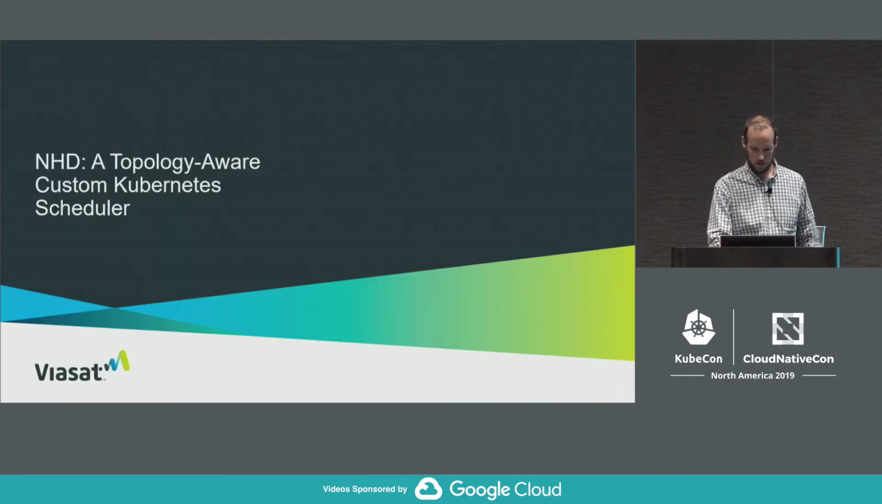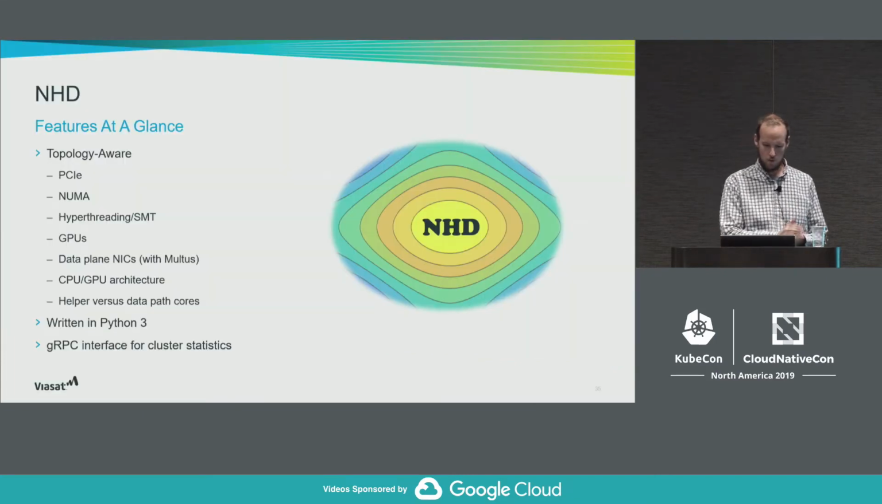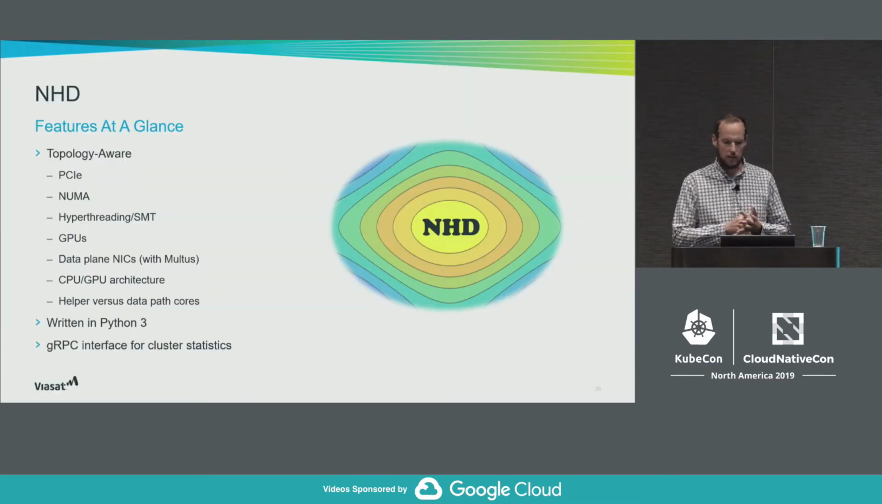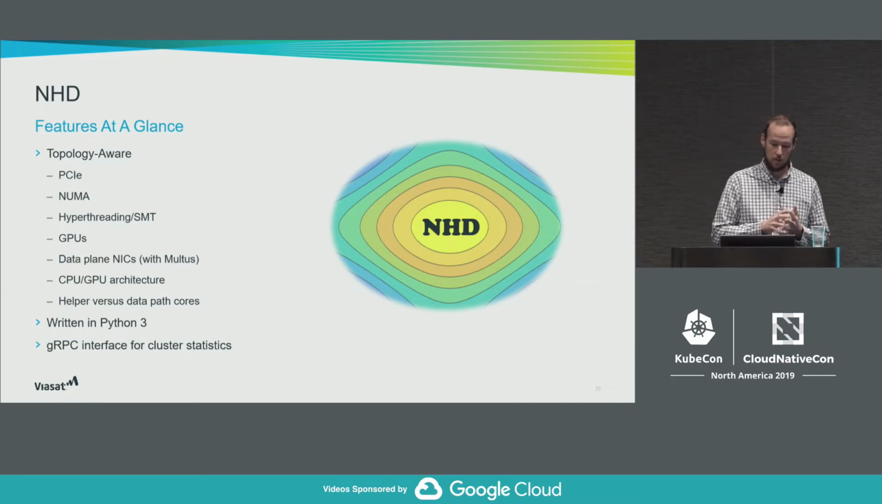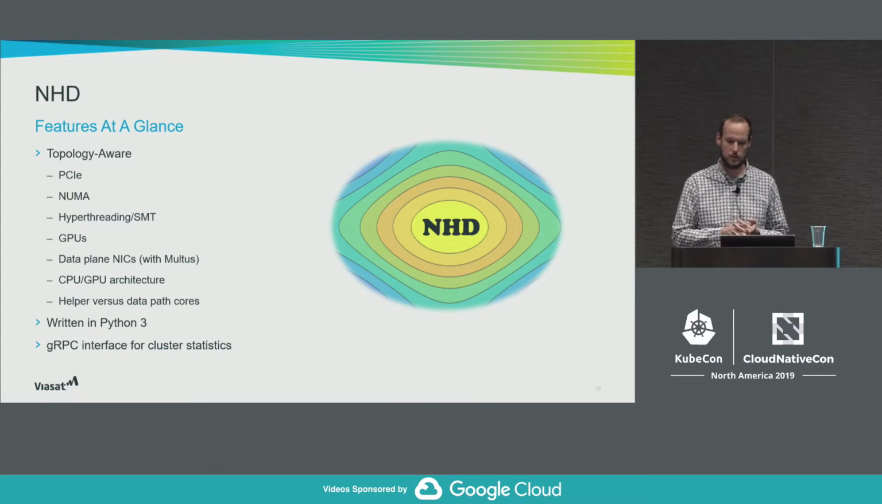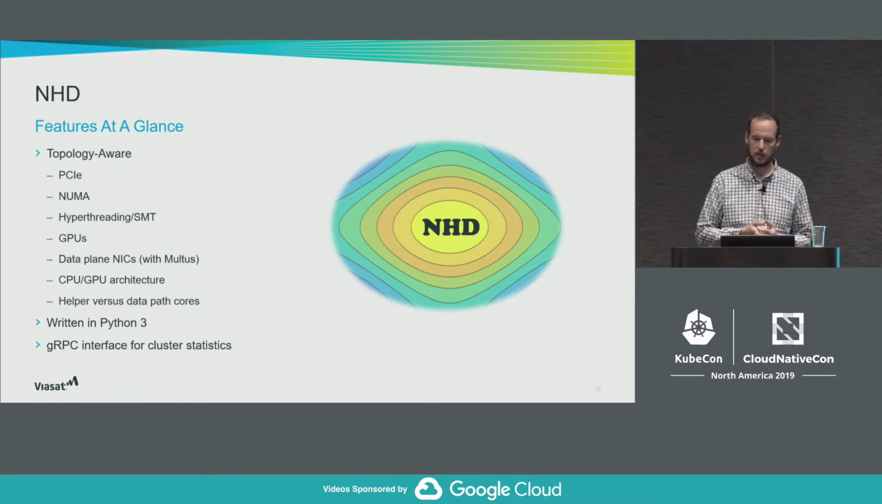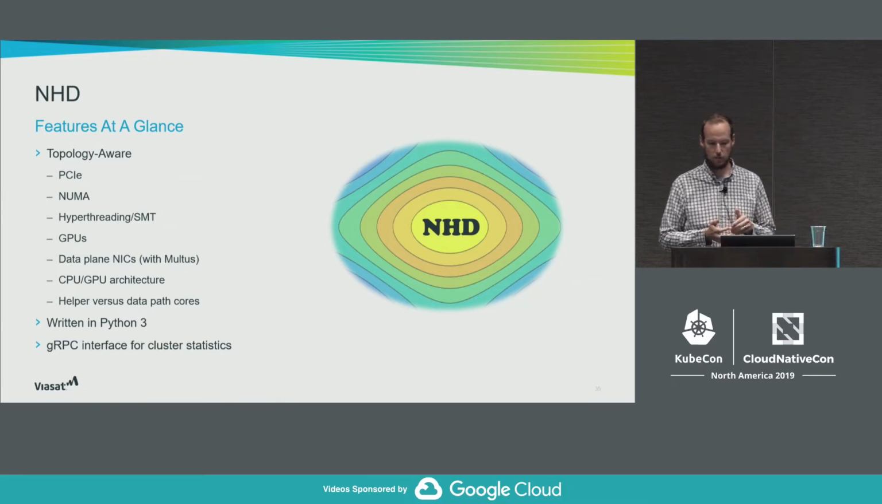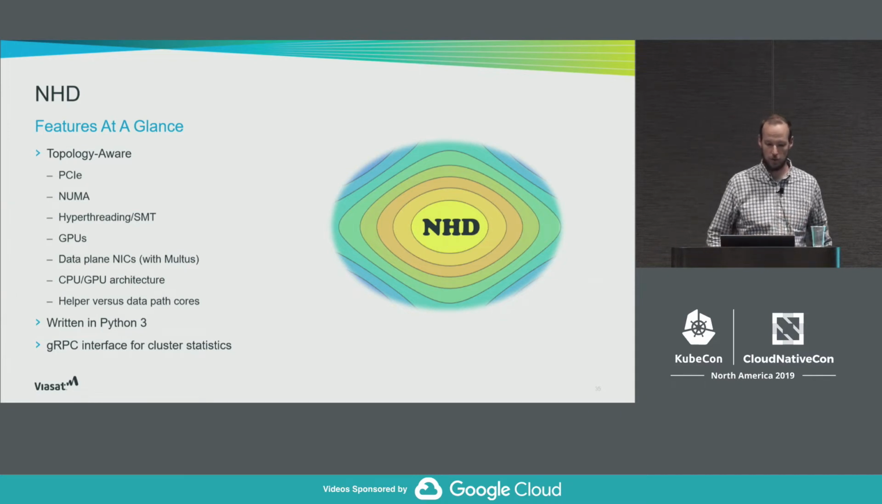So with all that said, now we're going to talk about our Topology-Aware Scheduler and why we did it. So from a high level, the NHD scheduler is topology-aware, and that means PCIe, NUMA, hyperthreading, GPUs, data plane NICs, and I'm differentiating that from control plane NICs or the standard Kubernetes NICs because this is when you're using multiple NICs.